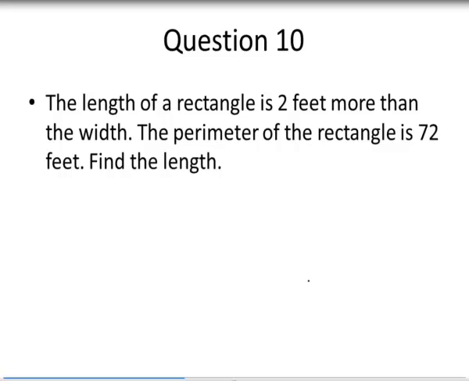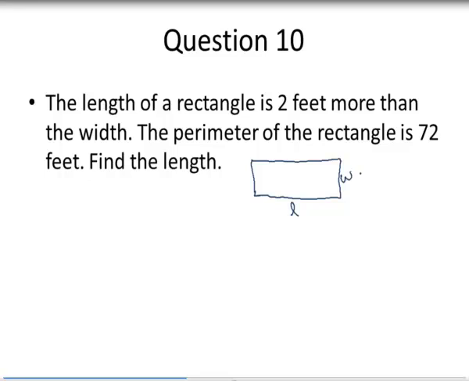This one's more complicated, probably more applicable here. The length of a rectangle is 2 feet more than the width. The perimeter of the rectangle is 72 feet. Find the length. Okay, this is one of the 6 possible kinds of questions you could get on your final exam. So we're dealing with a rectangle here. So I'm going to draw a rectangle. Sorry, it's a little bit jiggly there. We have length and we have width.